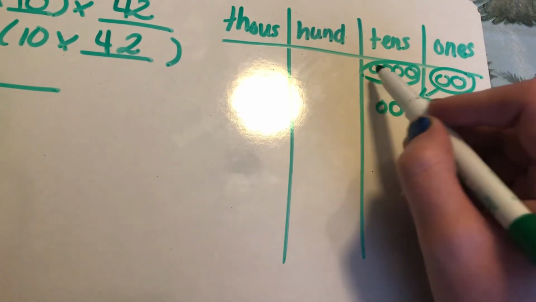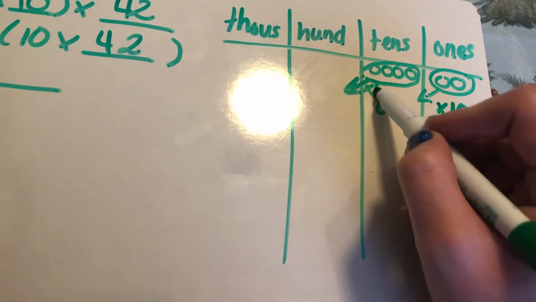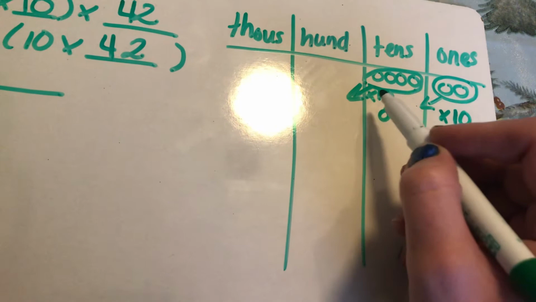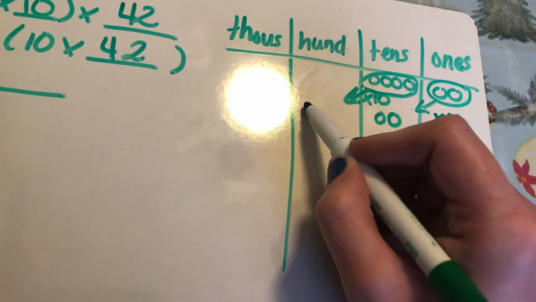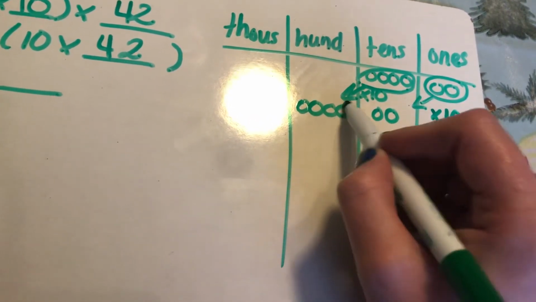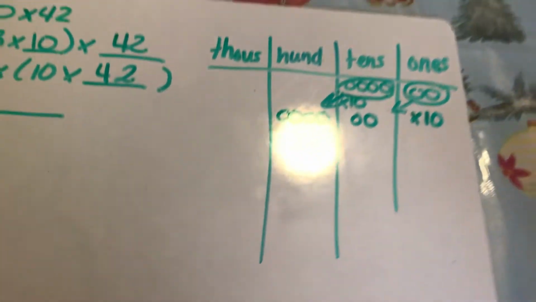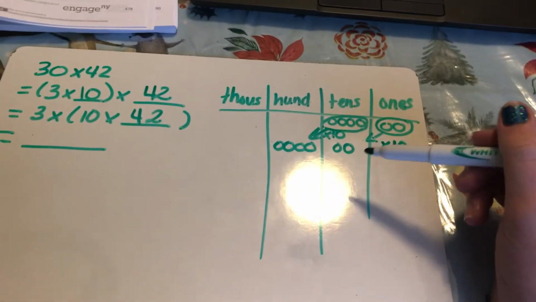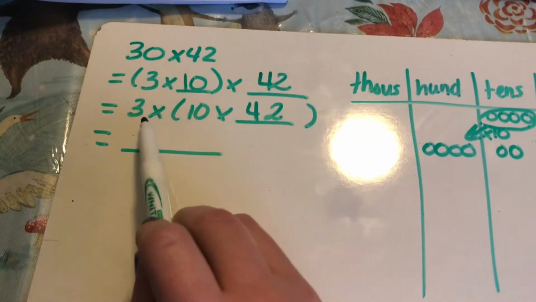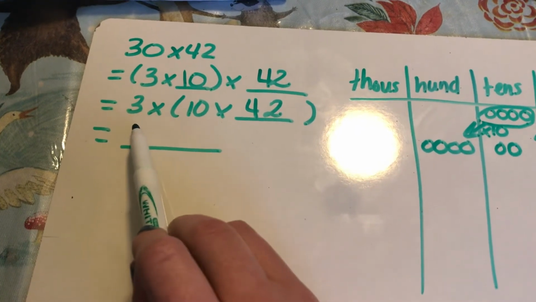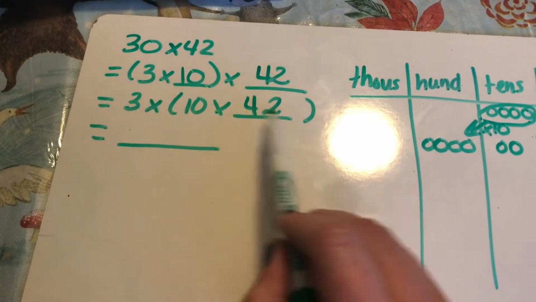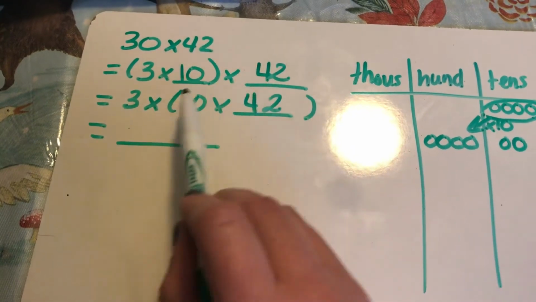I'm going to circle them, draw my arrow, and multiply by 10. So I have 4 tens times 10. And that means that now I have 4 hundreds. Okay, I have 4 hundreds and 2 tens. I'm going to go back over and look. Now I have to do groups of 3. 3 times 10 times 42. We already did this step in here.